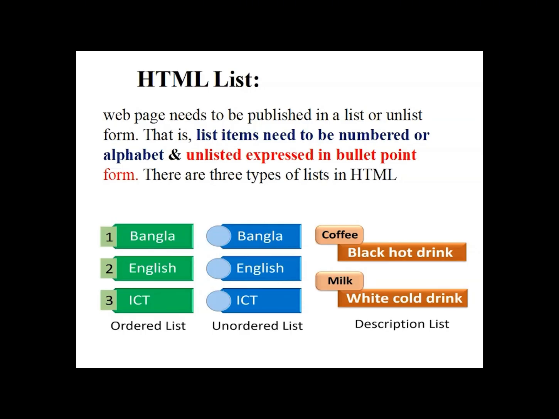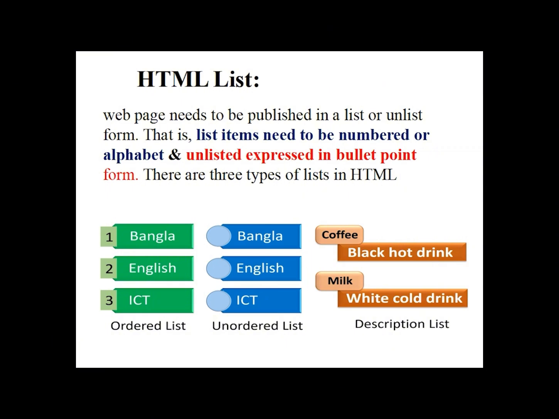To publish something on a web page in list or unlisted form, for the list items we need to publish in either numerical or alphabetic way, and obviously the unlisted expression is in bullet form. There are actually 3 forms of lists available in HTML. One is the ordered list, another one is the unordered list, and the last one is the description list.